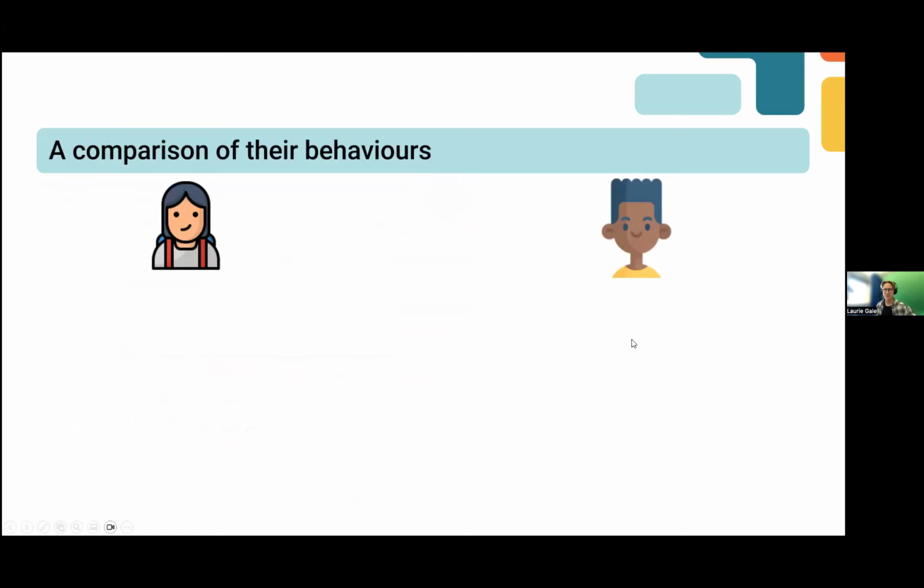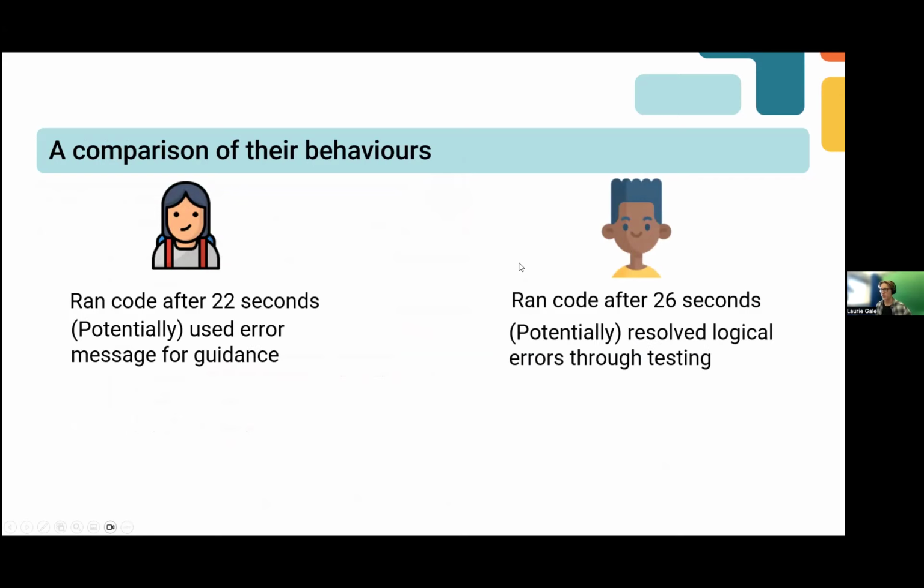So hopefully that made a little bit of sense, but just to summarize their behaviors, bearing in mind that these are representations of students who successfully debugged and unsuccessfully debugged. Both run the code fairly early on, but Gabrielle made a corrective change. Alicia didn't before doing so. It looks like Alicia used the error message for guidance, but struggled.